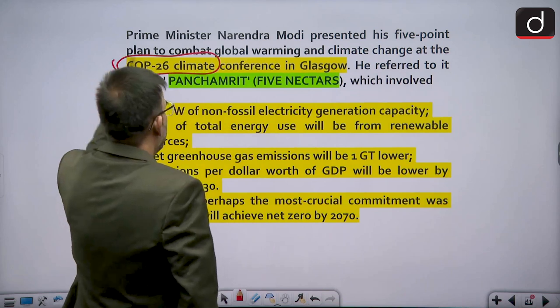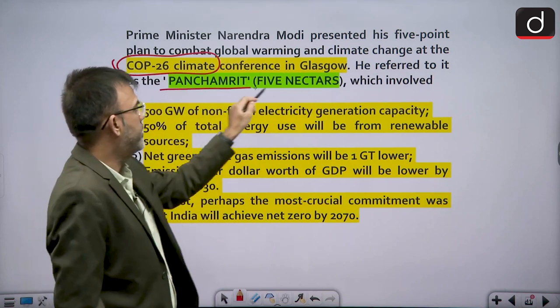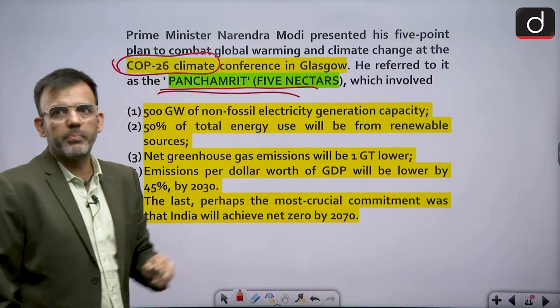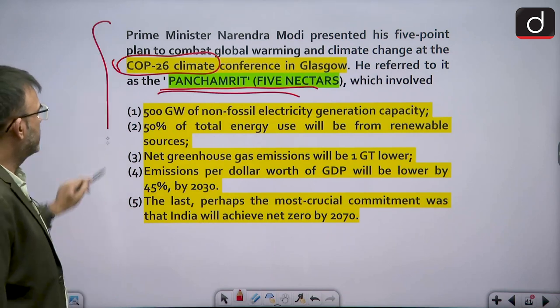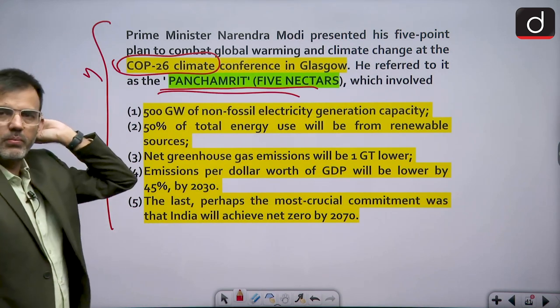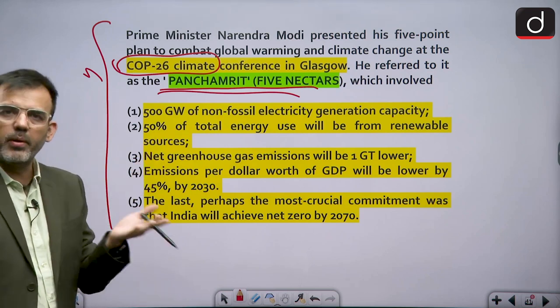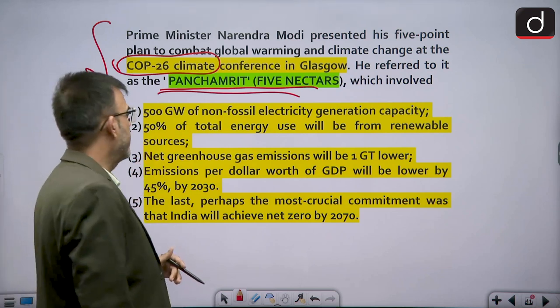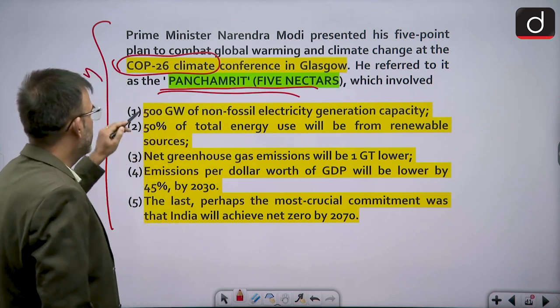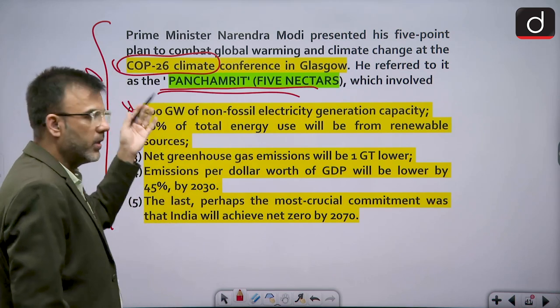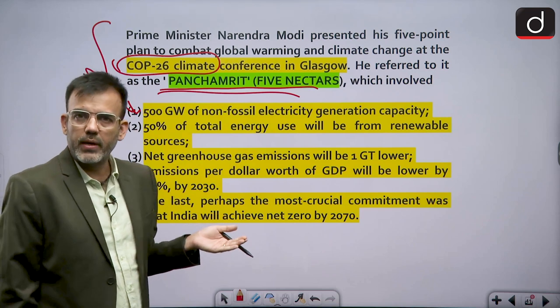during the Glasgow summit, when our Prime Minister talked about the Panchamrit. Panchamrit, anyway, is one of the most important things. You should memorize all these 5 points. They will be important in future prelims and other exams also. What are these Panchamrits? These are all monitorable quantitative targets again.